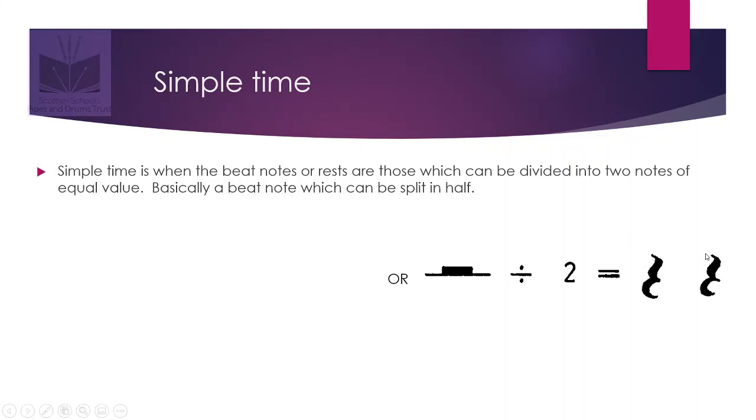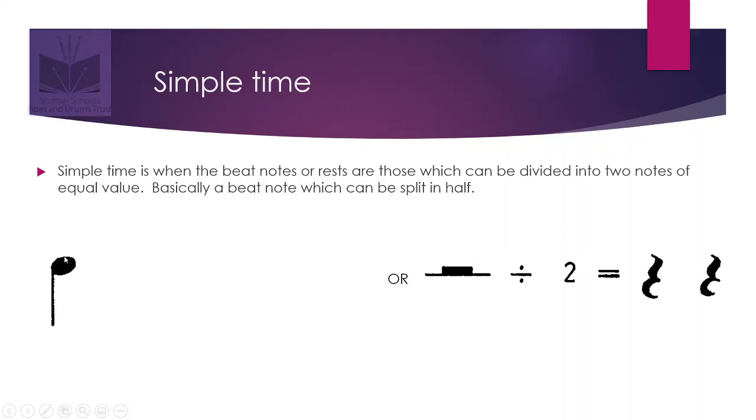So this part of the lesson is almost like revision, because we've done this. But judging by the reaction I got last time we covered it, a little bit of revision, there's probably no harm in it, to be honest. Okay, so simple time is when the beat notes or rests can be divided into 2 notes of equal value, basically split in half. So again, yeah, we're splitting that minim in half and getting 2 crotchets.